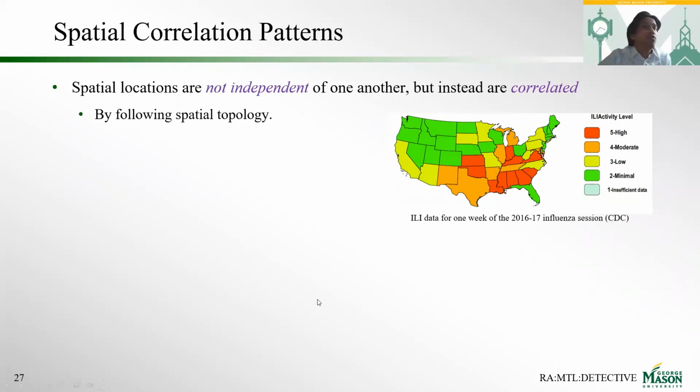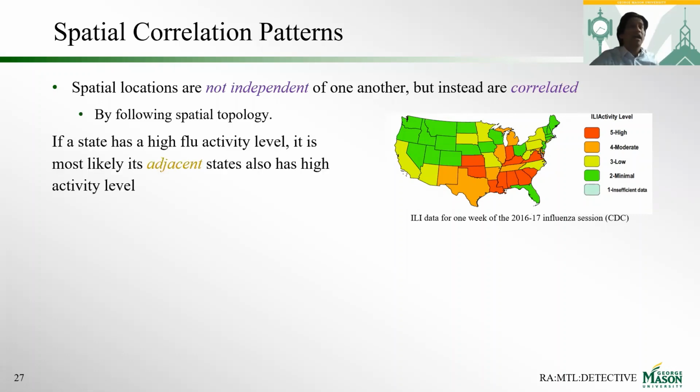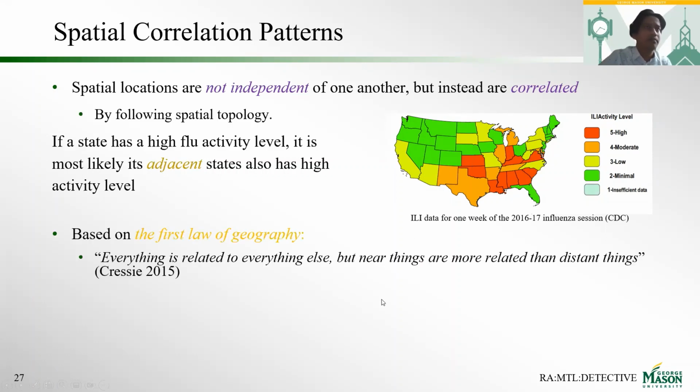Then I want to again refer to my research overview, that is spatial correlation. Spatial locations are not independent of one another, but instead are correlated by following spatial topology. If a state has a high flu activity level, its adjacent states most likely also have high flu activity, like in these figures. This is called the first law of geography: everything is related to everything else, but near things are more related than distant things.